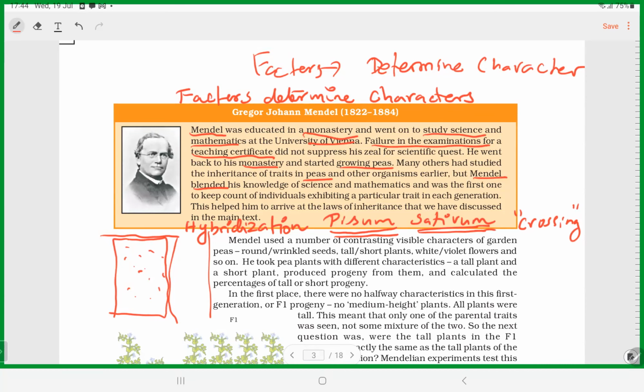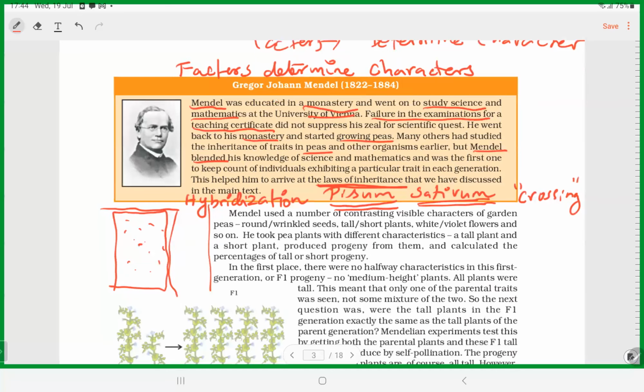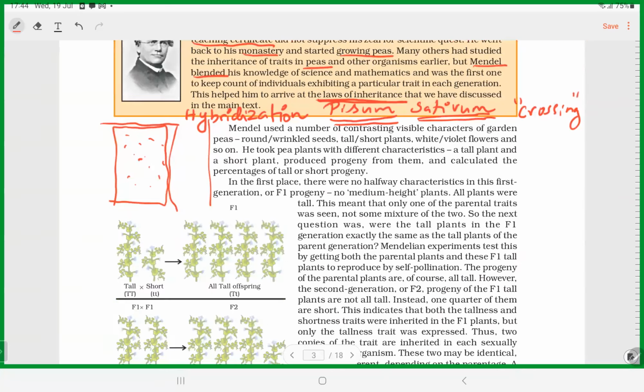And with his experiments on pea plants, he arrived at the laws of inheritance. Now what you should know is some questions they may ask, like what are the 7 characters selected by Gregor Mendel? You know that? The 7 contrasting characters he selected in the pea plant.